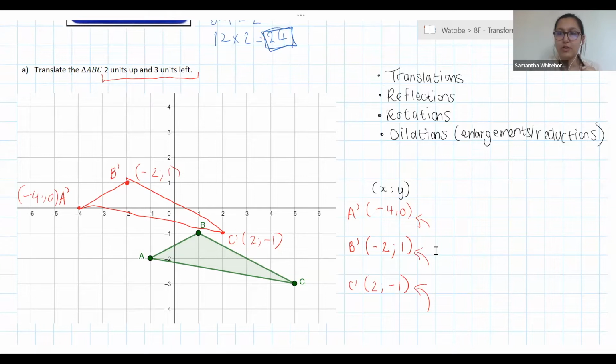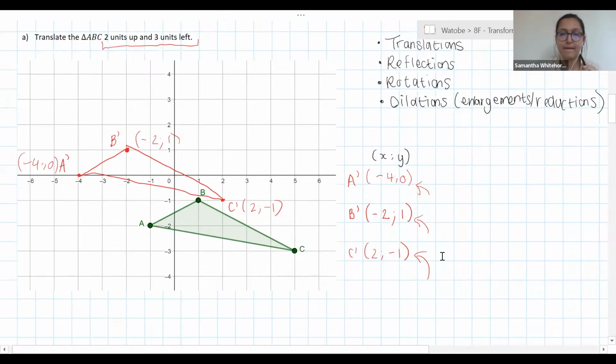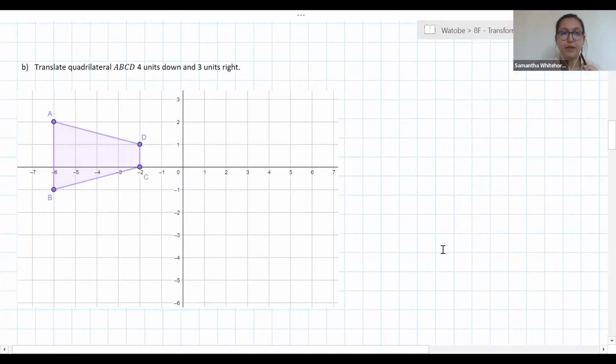So let's have a look. Okay. So question B is asking us to take this quadrilateral ABCD and translate it 4 units down and 3 units right. So I'm going to give you a second to have a look at this. And I'm going to then ask for someone to, or you can start raising hands or putting it in the chat. I want to know the coordinates of A dash, B dash, C dash, and D dash.